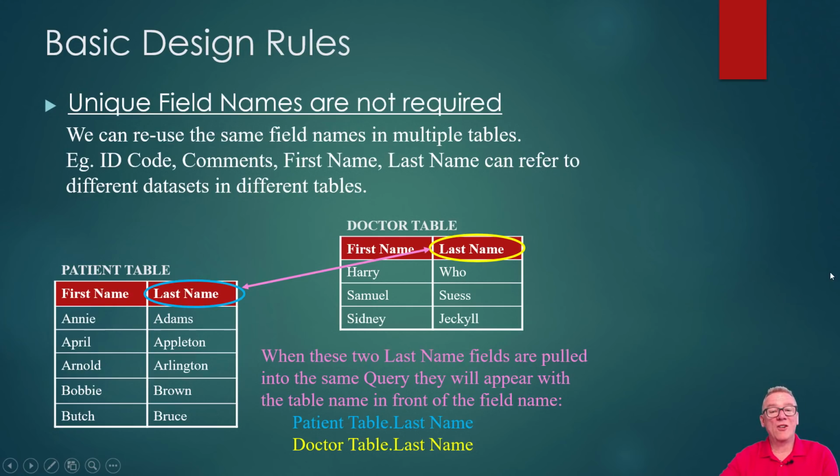Now, unique field names are not required. If we've got a patient table and patients have a last name and we're storing the doctors as well and they have a last name, we can actually use last name twice because Access will do all the figuring out for us. When we look at this last name here, the yellow one, Access will figure out that that's actually the doctor table last name. Okay, so you don't have to worry about giving them separate names. You can reuse the same name.